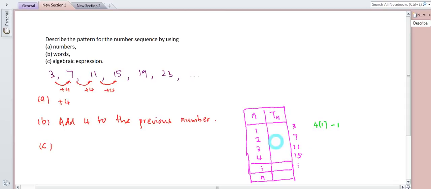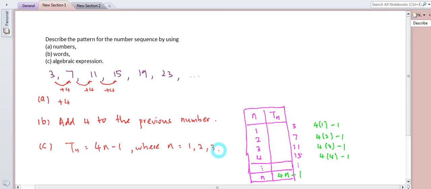4 times 1 minus 1, you get 3. Correct. So these are second terms. 4 times 2 minus 1, correct or not? You get 7, right? So how about this one? 4 times 3 minus 1, you get 11. Try another one. 4 times 4 minus 1, you get 15. So when go to n, definitely will be 4 times n minus 1, right? So from here we can make a conclusion that Tn is actually equal to 4 times n minus 1, where n is equal to 1, 2, 3, and so on.